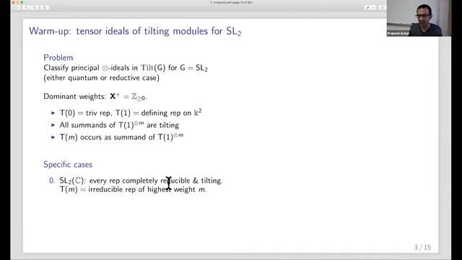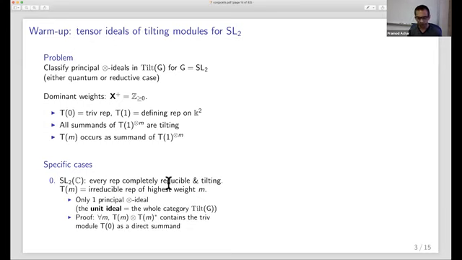So I want to tell you the classification of tensor ideals for SL2C, and the answer is there's only one, and here's the proof. The only principal tensor ideal is the entire category, which you could call the unit ideal. The proof is that if you take any indecomposable like T of M and you tensor it with its dual, which is of course itself, I just put the dual sign there to remind you that I'm taking the dual, this tensor product contains the trivial module as a direct summand. As soon as your ideal contains the trivial module, it's got to contain the entire category. So in SL2C, there's only one principal tensor ideal.